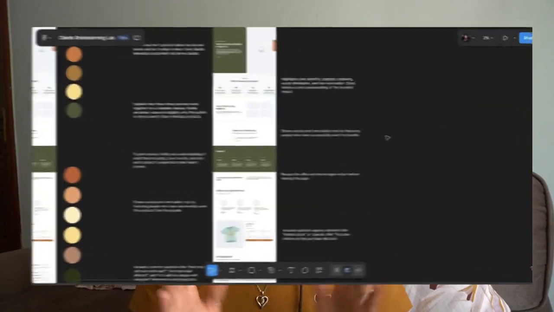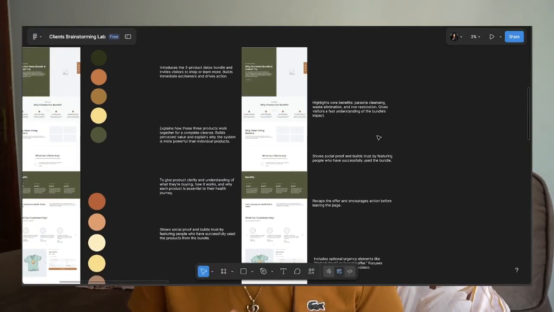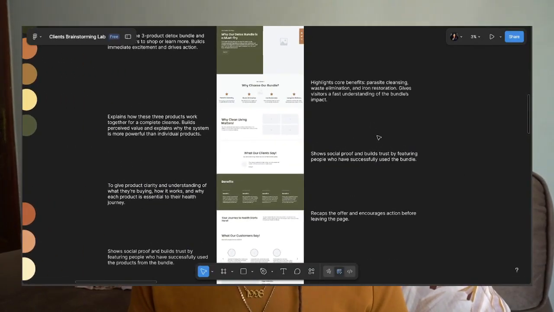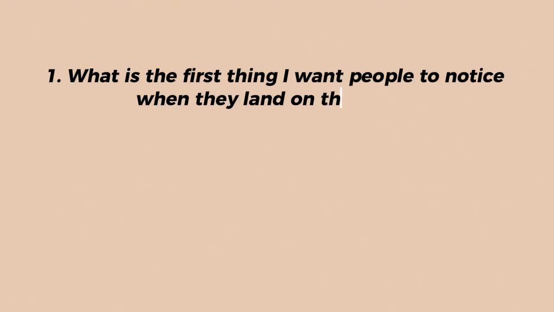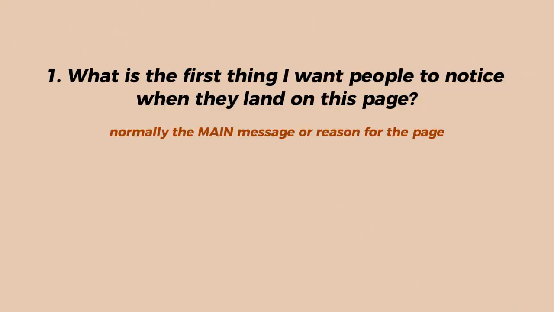And here's the simple trick. Before you design anything, when you're brainstorming with pen and paper, or even inside of Figma, you need a section sitting off to the side that is going to ask some questions. The first question you need to ask is, what's the first thing I want people to notice when they land on this page? And this is going to be the main message of the website or their page.